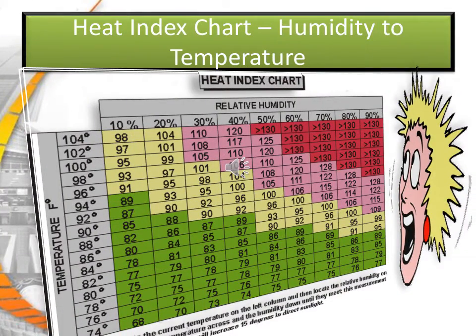Here we can see the heat index chart, the humidity to temperature, which shows that as the humidity goes up and the temperature goes up, the danger to individuals increases. Obviously at 90 degree heat with 80 degree humidity, you have a much higher level of danger than at 10% humidity.